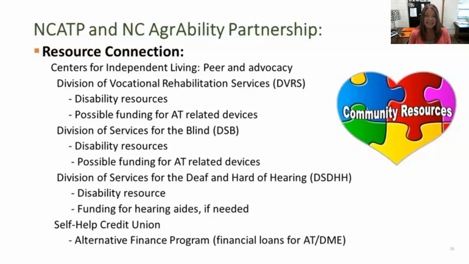So we've been able to link AgrAbility and the farmers up to each one of those agencies as needed. We have done some work with not only vocational rehabilitation, but of course services for the blind, and services for deaf and hard of hearing, which has the ability to fund hearing aids as well as telecommunication equipment, and also provide interpreters. So we've worked with them quite a bit as well. And again, the Self-Help Credit Union. That's kind of more about what we do from the assistive technology program side here in North Carolina, and I'm just going to throw it up to Betty to see if maybe I'm leaving anything out or if she would like to add anything else at this point.